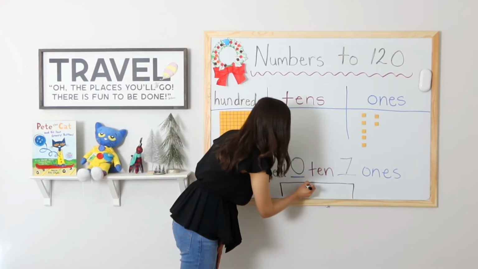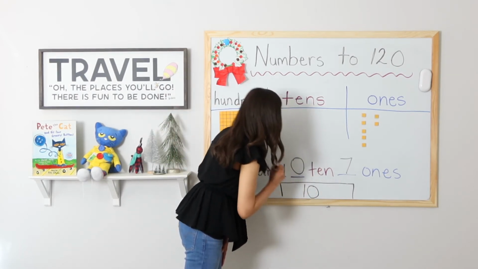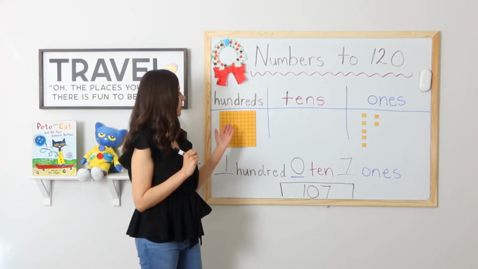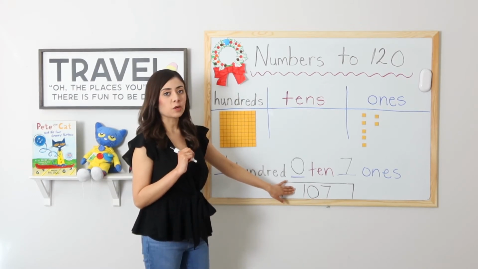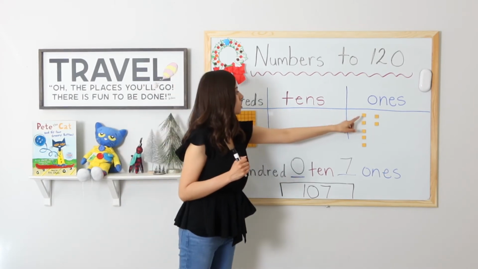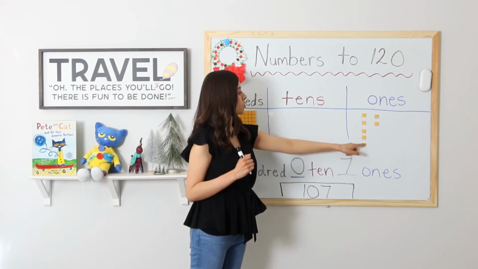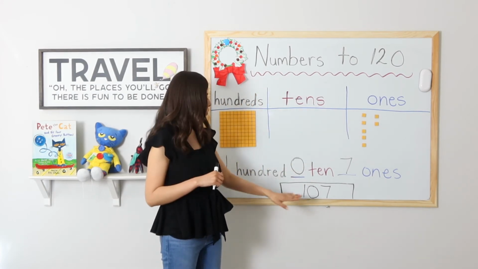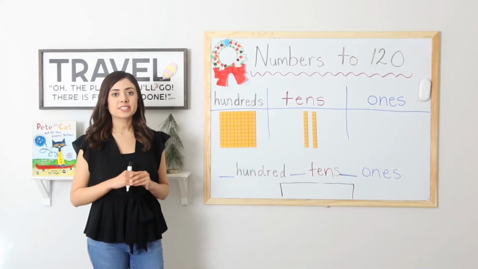1 in the hundreds place, 0 in the tens place, and 7 in the ones place. Is that correct when I count over here? Will I end up with 107 as I have down below? Let's see. 100, 101, 102, 103, 104, 105, 106, 107. I did end up with 107 just as shown here. Very good. Let's go ahead and try another example.